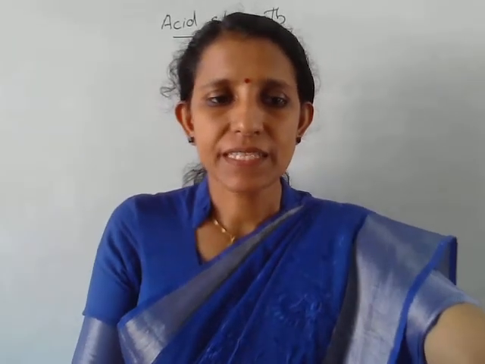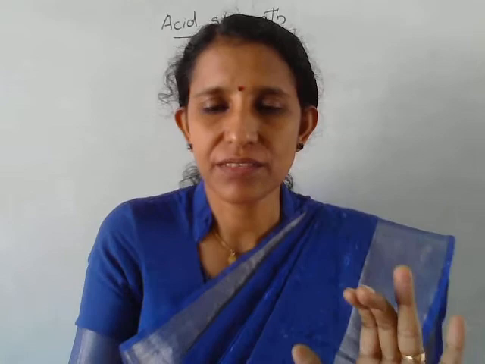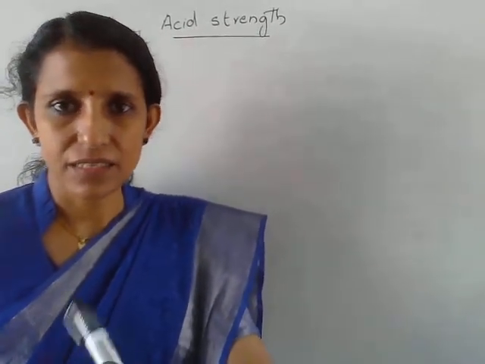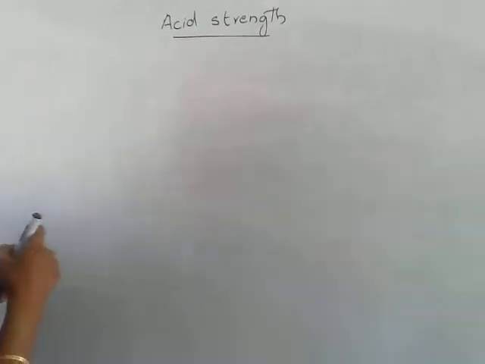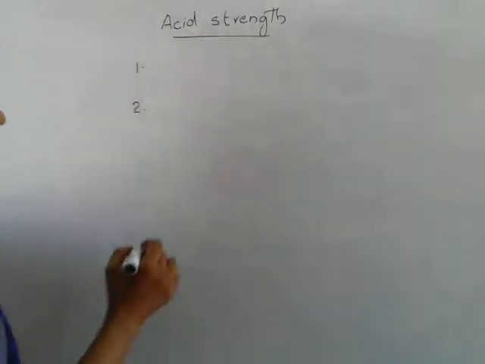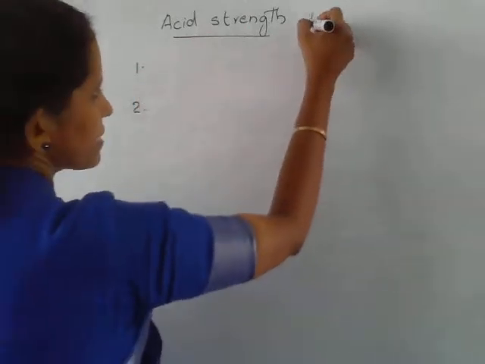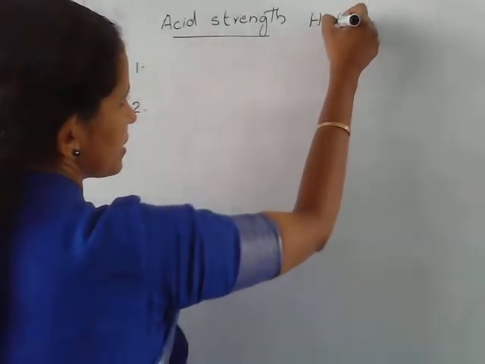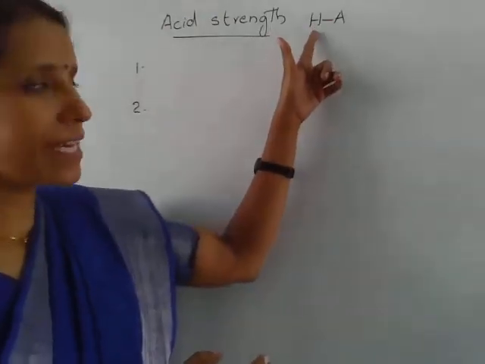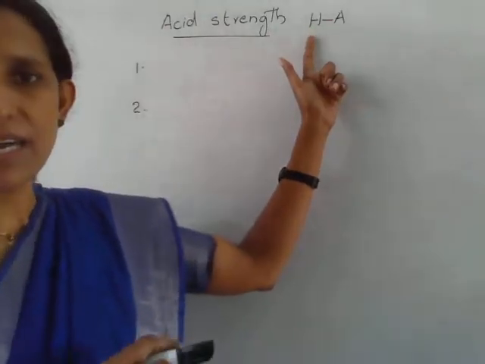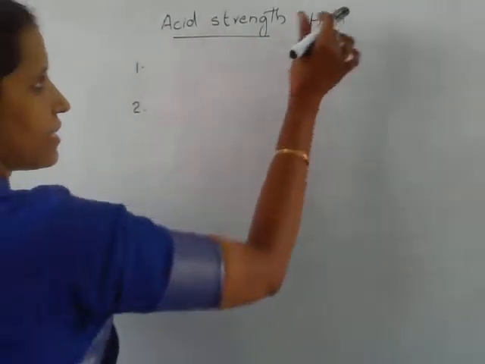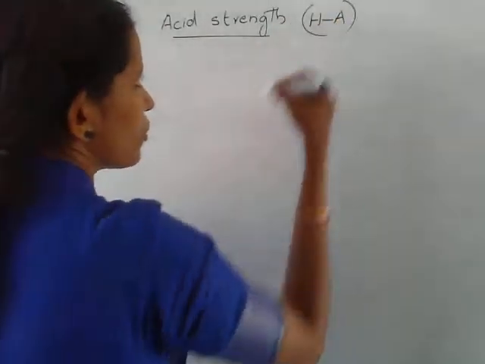Dear children, let us study about the strength of an acid. What are the factors affecting acid strength? Acid strength depends on two factors. First one, let the acid be of the formula HA. Acids are substances which can produce hydrogen atom as proton. So it contains hydrogen atom. It can be any group. So HA is the form of an acid.